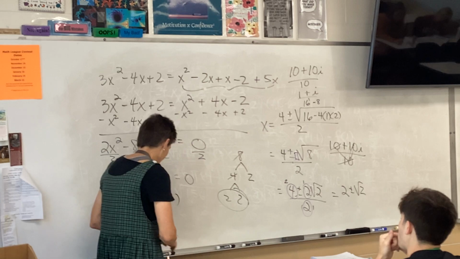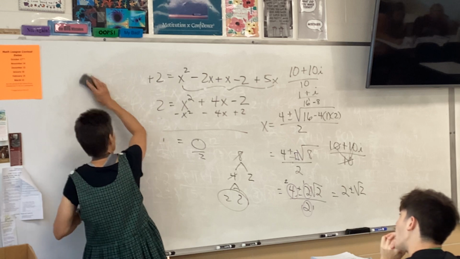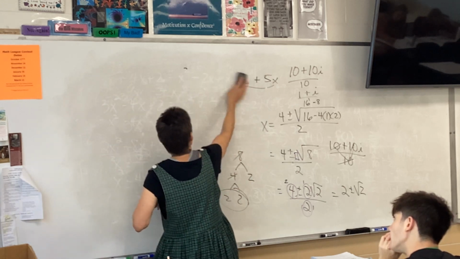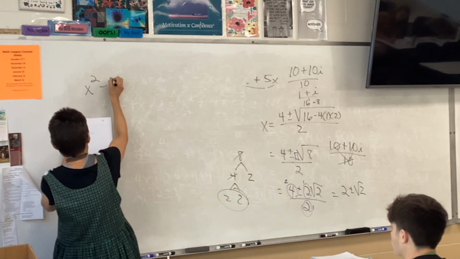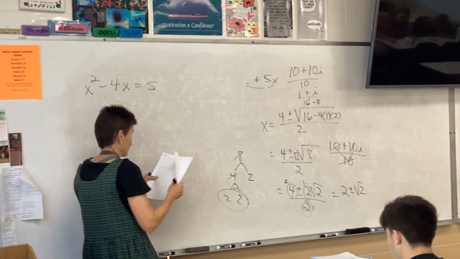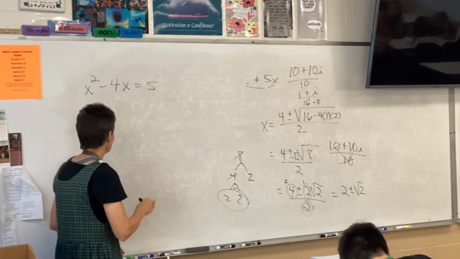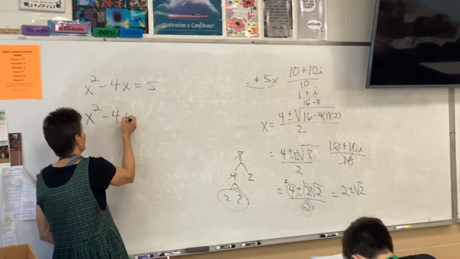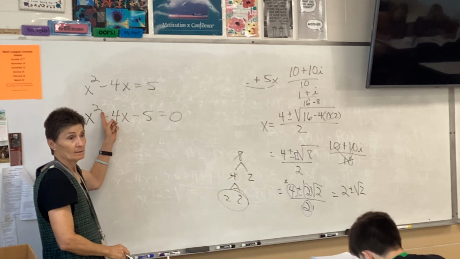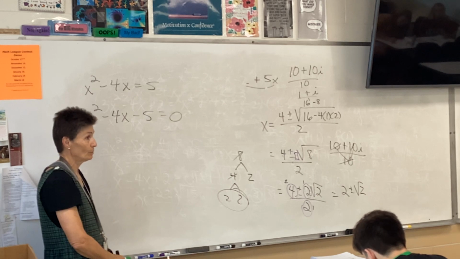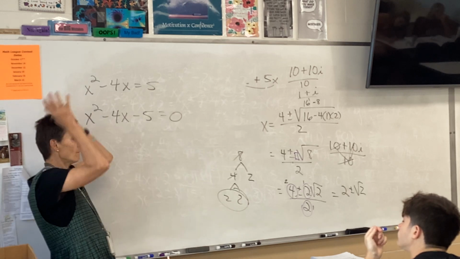All right, next, C. What about this guy? I would distribute. I definitely would distribute. So I have x squared minus 4x equal to 5. Then what? I would move the 5 over and get it equal to 0. Guys, it's a quadratic. We like to have our quadratics equal to 0. So just like you did in this last problem that I just erased, move everything to one side.